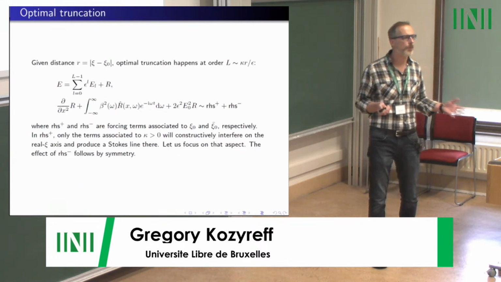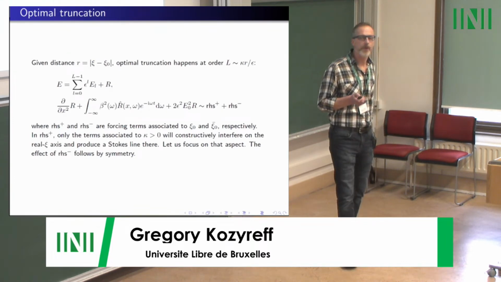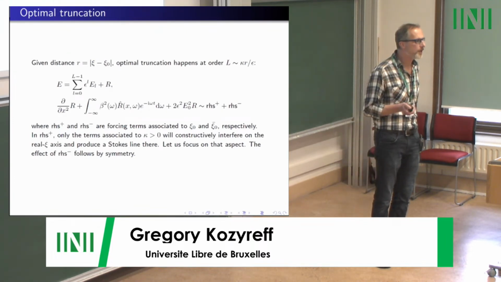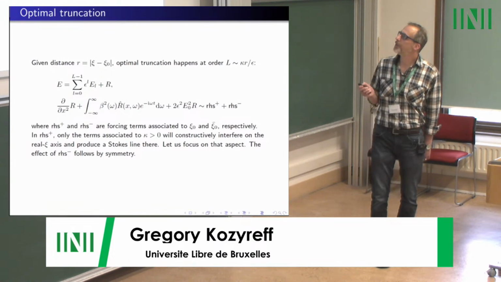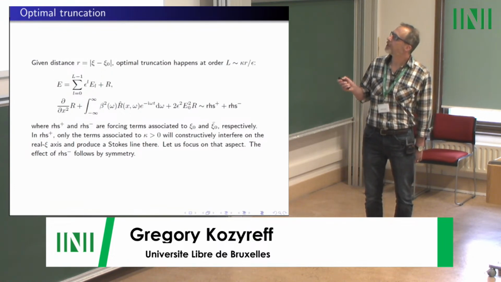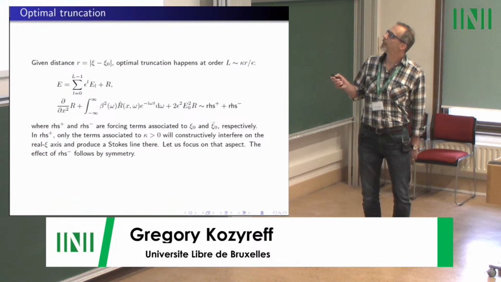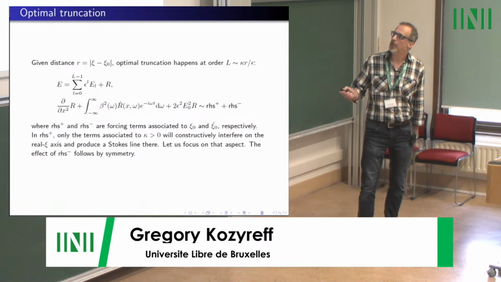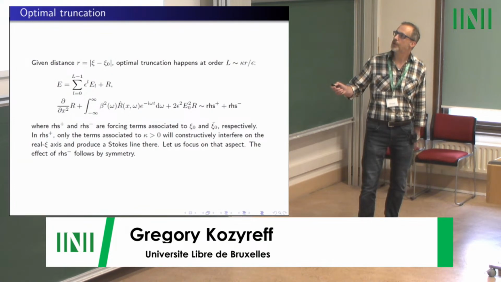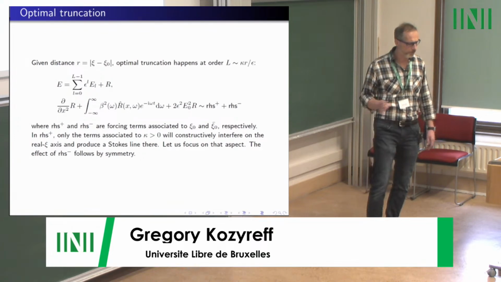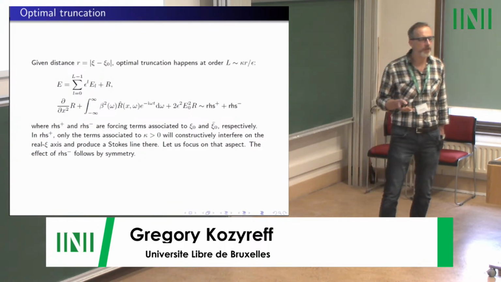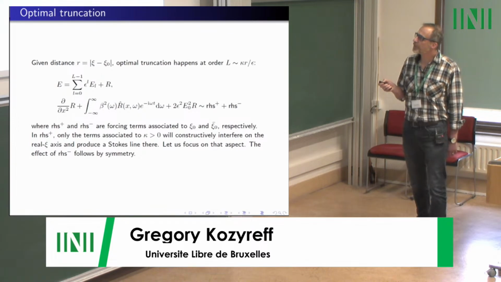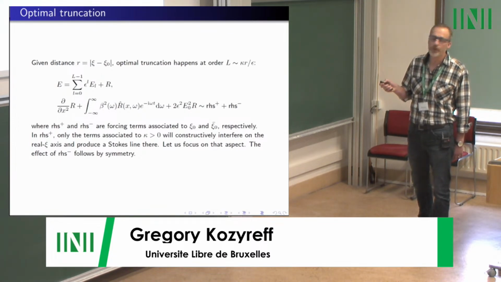So now that we know that, we can truncate the system. Thanks to the factorial ansatz, we know that optimal truncation happens at some large order L given by kappa r over epsilon. So we know where to truncate. If we do that, we can derive an equation for the remainder, which is a linearized version of the original wave equation. And it is forced by two terms, which I don't dare to show you. One comes from the top singularity, and one comes from the bottom singularity.